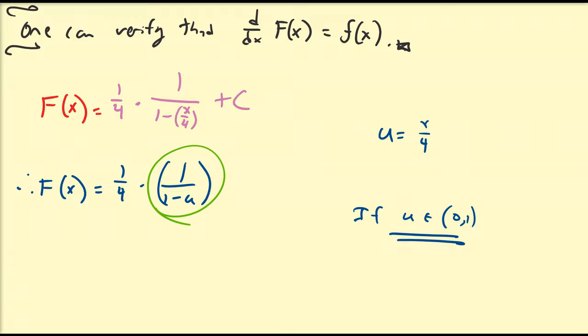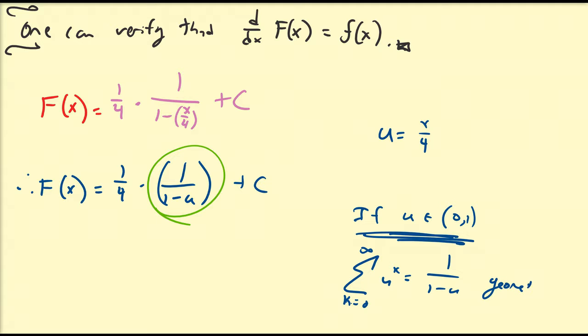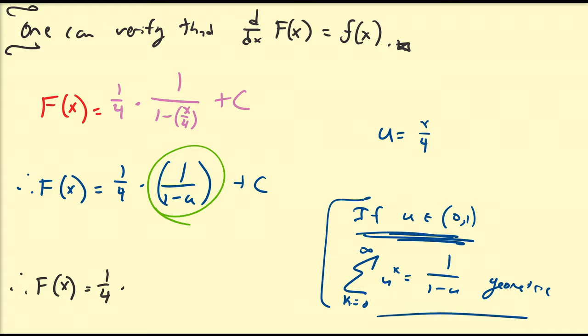So let's also put our constant c here, because this c could be technically anything in terms of our original function. So if u belongs to the interval, then we know that the sum from k equals 0 to infinity of u to the k is equal to 1 over 1 minus u. This is our geometric series. So we're going to replace 1 over 1 minus u with that expression. So we have capital F of x is equal to 1/4 times the sum from k equals 0 to infinity of u to the k, and then we have this arbitrary constant c.